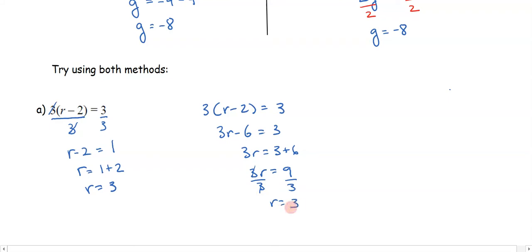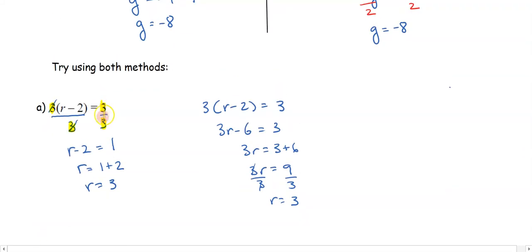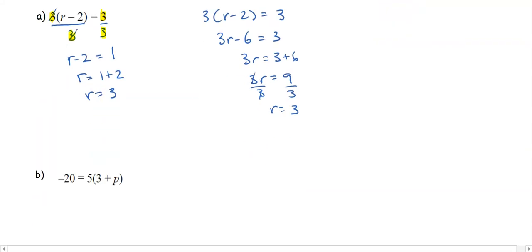And we can do it that way as well. All right, so both methods work. However, I would only recommend method 1 if the number in front here divides into both of those numbers. Otherwise, you're left with fractions. So you've got to think about that. If you're getting a fraction when you divide that number out, I would always use method 2.